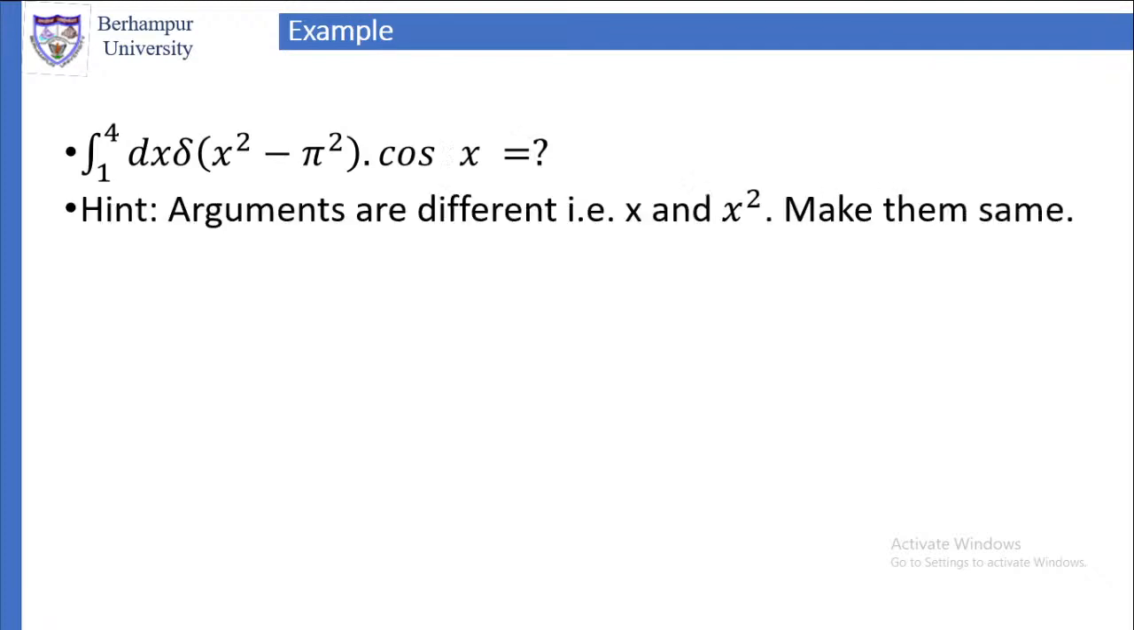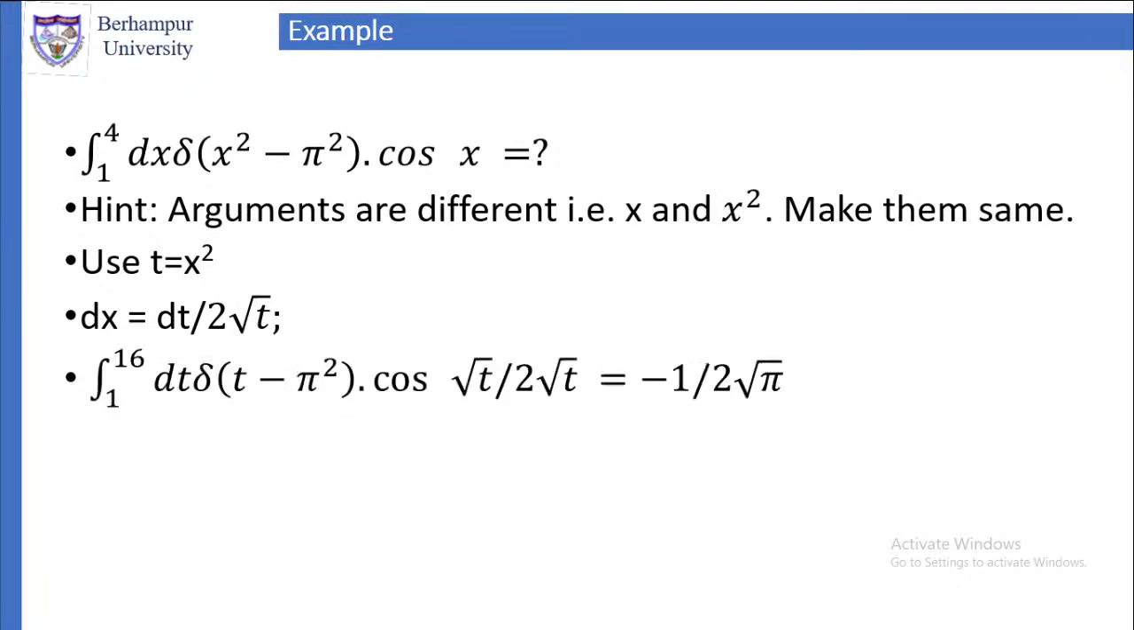The next example is again dx delta(x² − π²) cos x. So here we have different arguments, x and x². So we have to make them the same. Let us use t equal to x², so dx is equal to dt by 2 root t.